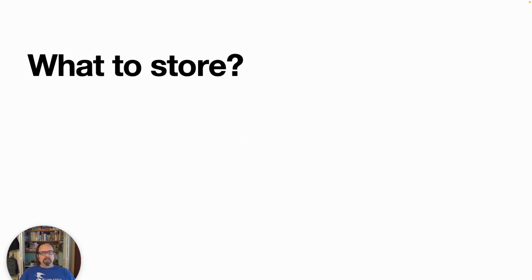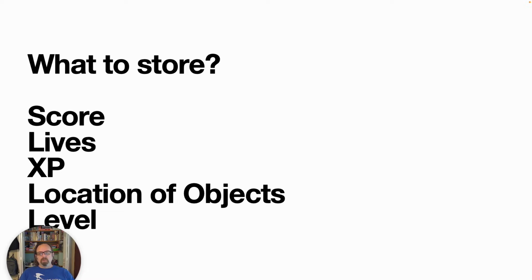So let's think about what are some things that you might want to store. You can think about, if you're playing a game or doing anything else on your computer, what might you actually want to store? Some of the things you might store are a score, like the score of your game, the number of lives you have left in the game, any XP or experience points, the location of any objects, so maybe the X or Y position, or if it's 3D, some place in the Z plane, or what level you're on. So those are all kinds of things you might want to store.